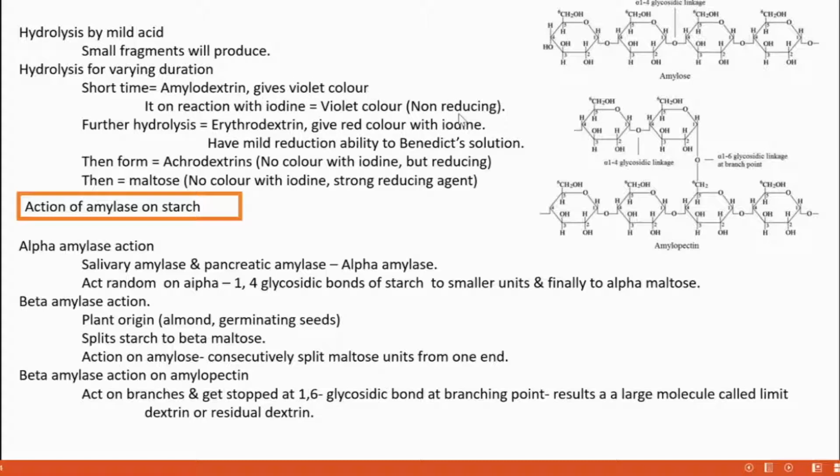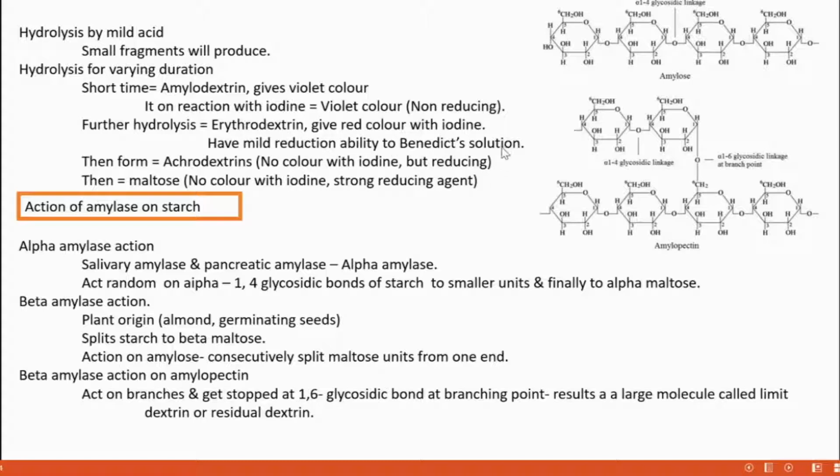It is non-reducing. That means not many glucose units are free, not enough free aldose or keto groups are available there. That's why it's not reducing. On continuing the hydrolysis for more time, the next product formed is erythrodextrin. It gives a red color with iodine. Then this erythrodextrin has a mild reduction ability toward Benedict solution.